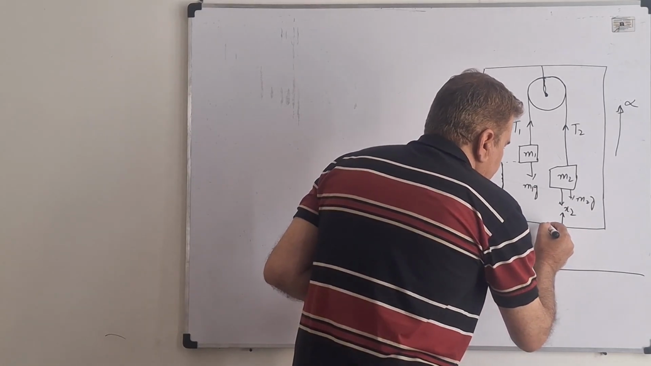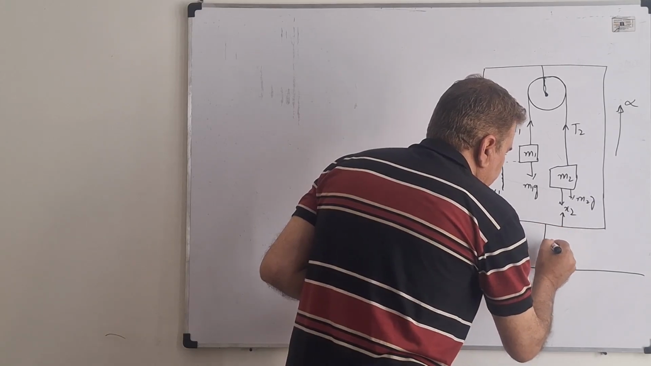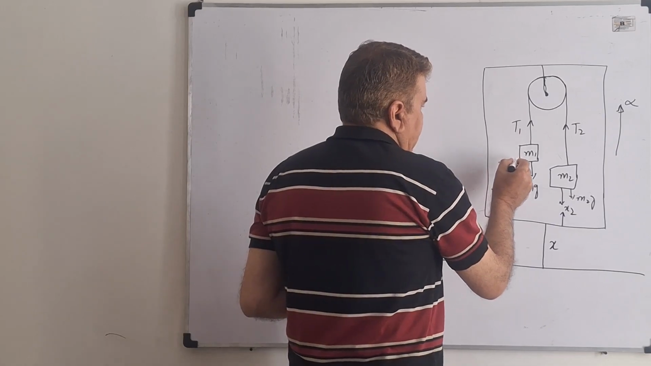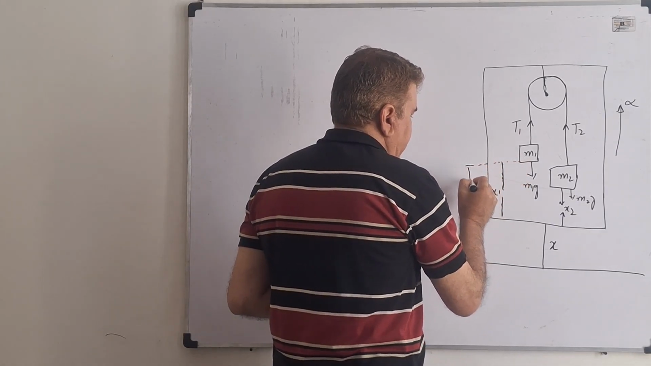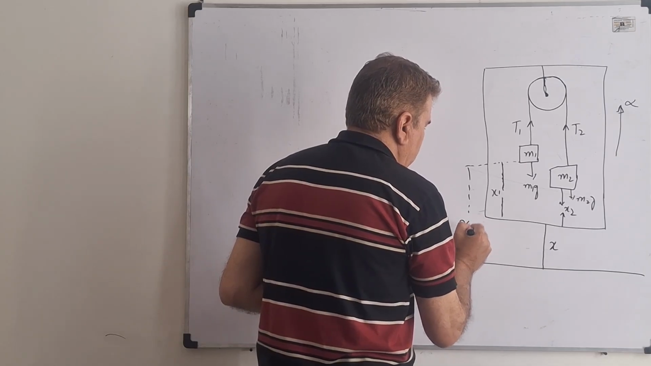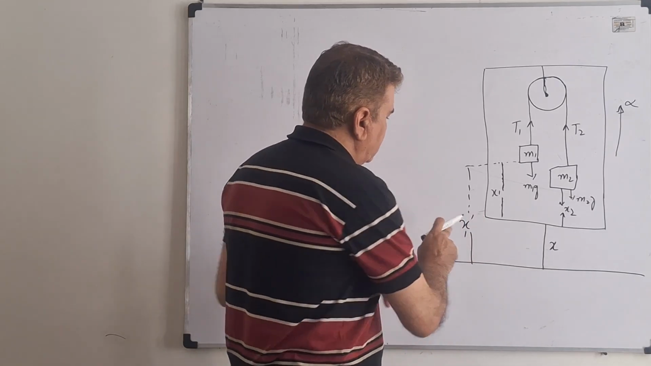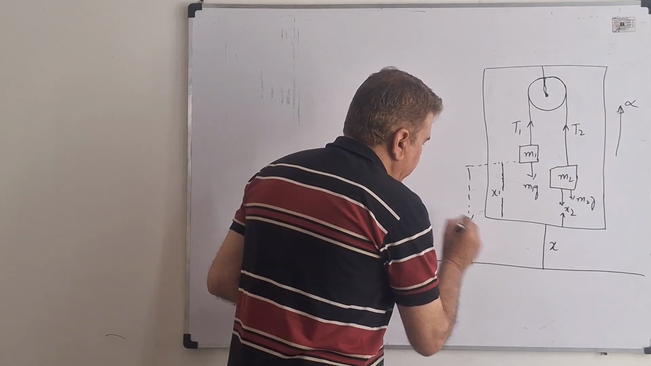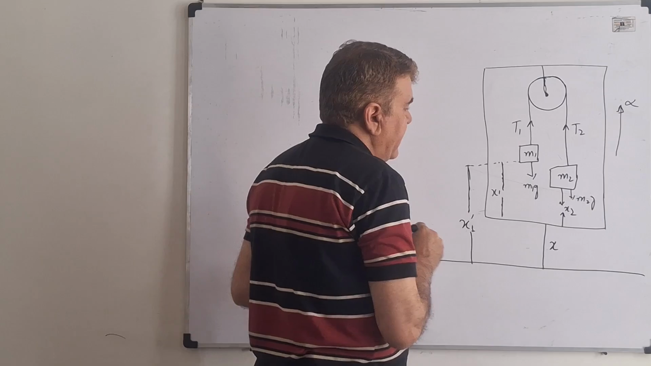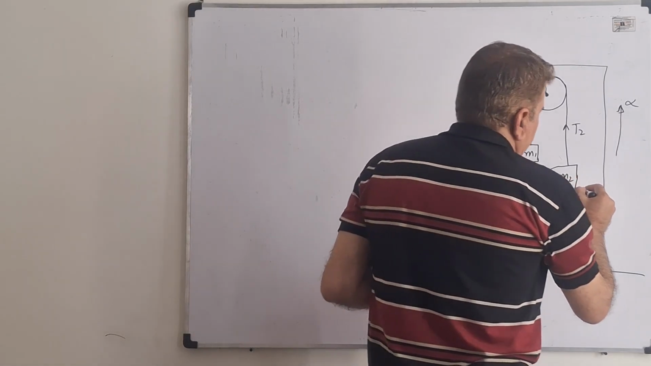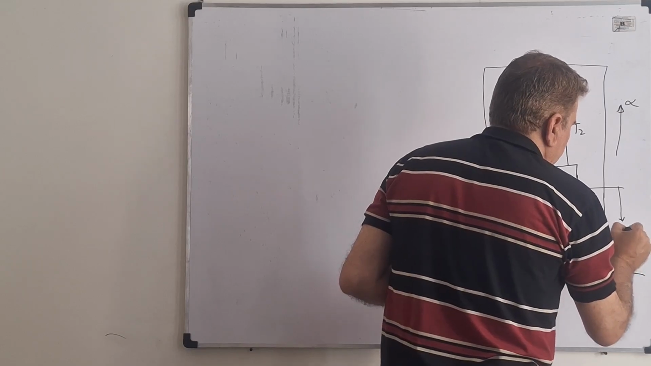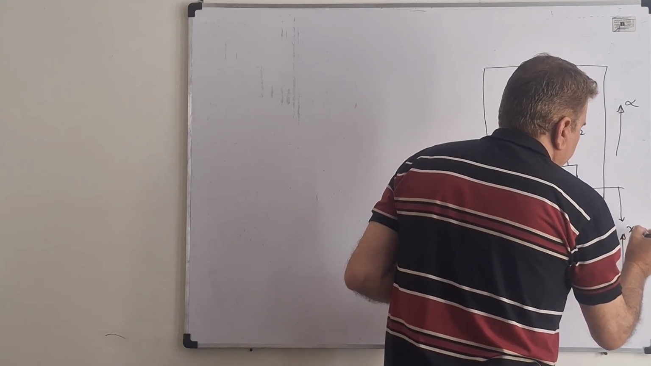The distance of the chamber from the ground, let me write that as x. Then the distance of the mass from the ground, I write that as x1 prime. Remember, don't confuse the prime with a derivative. It is just a representation. And similarly, the distance of the second mass from the ground, I represent with x2 prime.